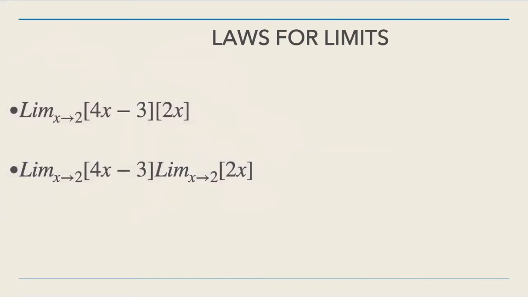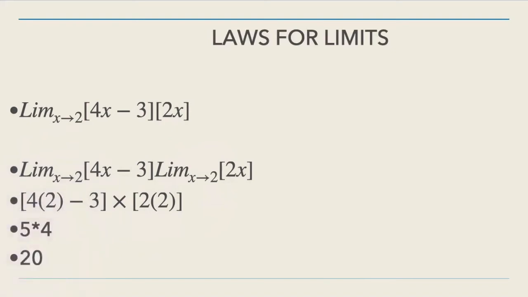So as you can see, we have the limit as x tends to 2 for 4x minus 3, and the limit as x tends to 2 for 2x. Substituting 2, we have 4 times 2 minus 3 and 2 times 2. Now, calculating the first square bracket, we have 4 2's 8 minus 3. So that gives us 5, and 2 2's is 4. So the answer for this is 20.